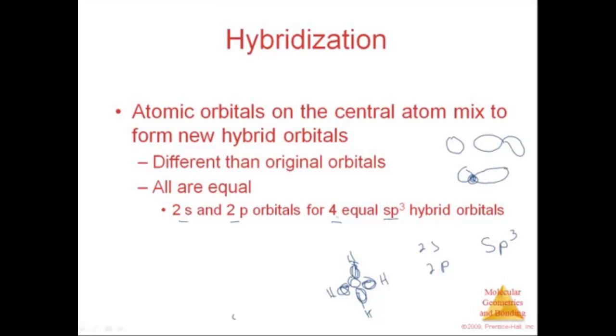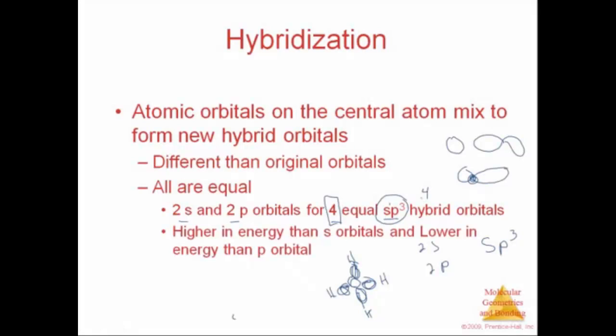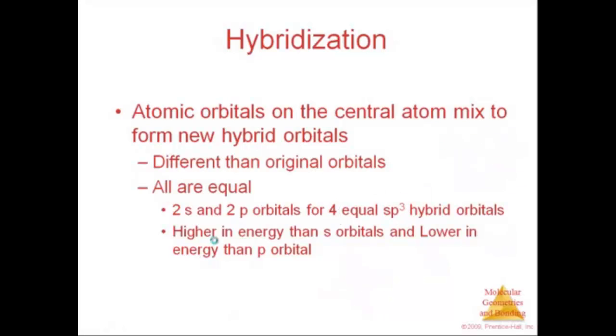And it turns out this number four, if I have four bonds around the central atom, I want the superscripts here to add up to four. So I've got s is one, p is three, so this adds up to four. So I have four sp3 orbitals. Let's take a look at what that means. These sp3 orbitals are higher in energy than the s orbitals, but lower in energy than the p orbitals.